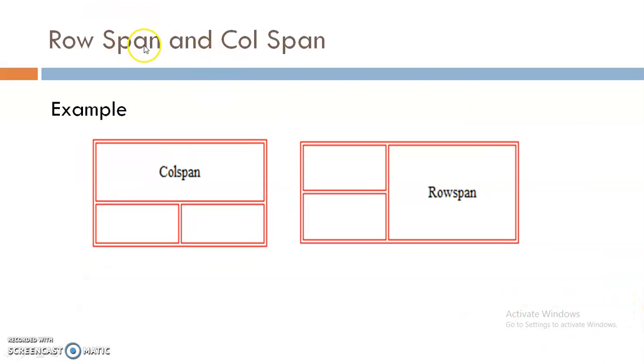Next is rowspan and colspan. Rowspan is used to merge rows. It looks like this. Here in this diagram, two rows are merged. Here in this diagram, two columns are merged.